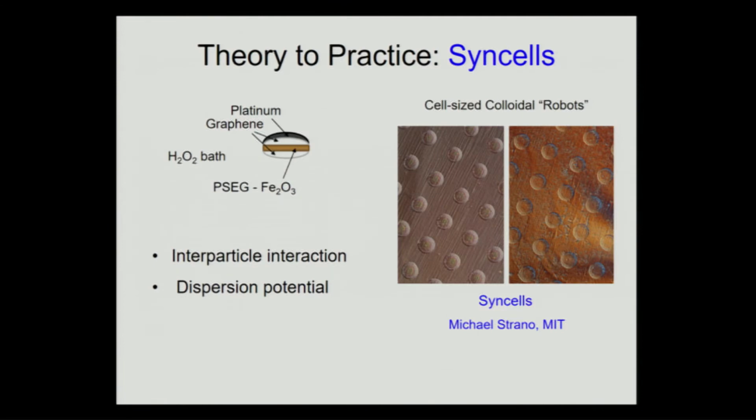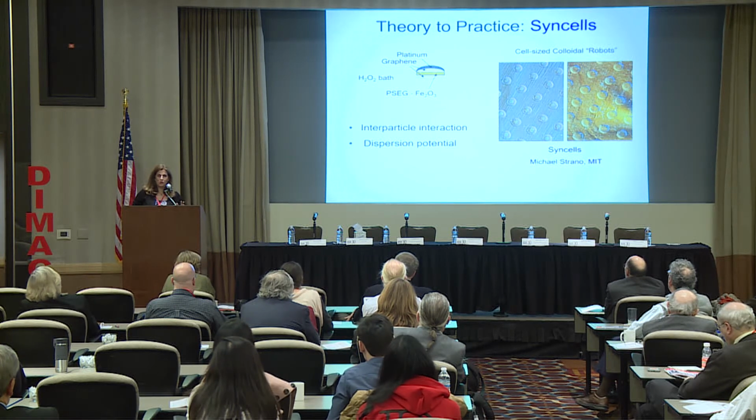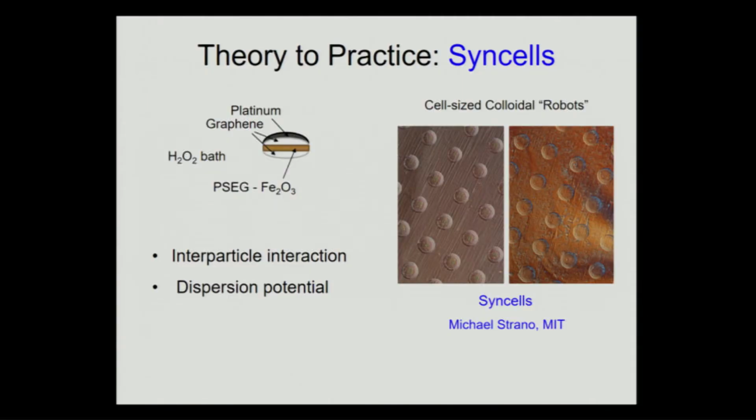Okay, so syn cells. This has been really fun. Again, these are going to be red blood cell-sized, quote-unquote, robots. So I'm going to pretend I know something about chemistry, which I don't, but these are graphene laced with platinum in a bath of hydrogen peroxide. So what happens in the hydrogen peroxide reacting with the platinum is that bubbles form, and these bubbles cause motion. Okay, so we get these things moving around a little bit. We also can put iron oxide around the outside, and that gives this little magnetic push.